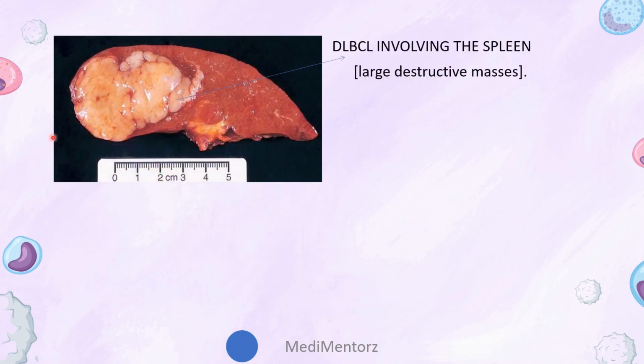So here you can see an image of the spleen. It shows DLBCL affecting the spleen. Large destructive masses can be present over the spleen.